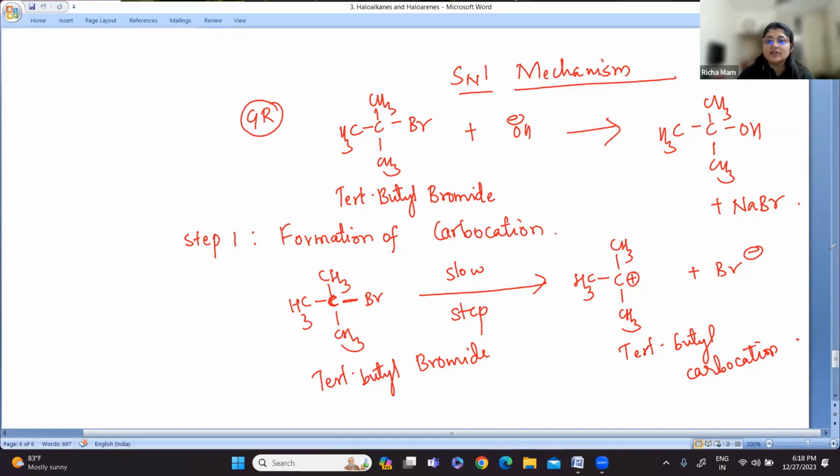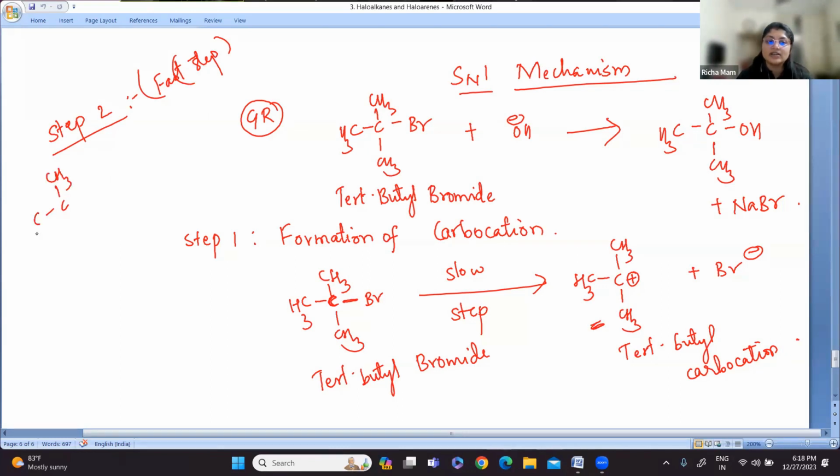Now, moving further, which is the second step? The second step is a fast step. Okay, so what will happen in the second step? The nucleophile, the incoming nucleophile. So whatever carbocation formed here, you have to write here.